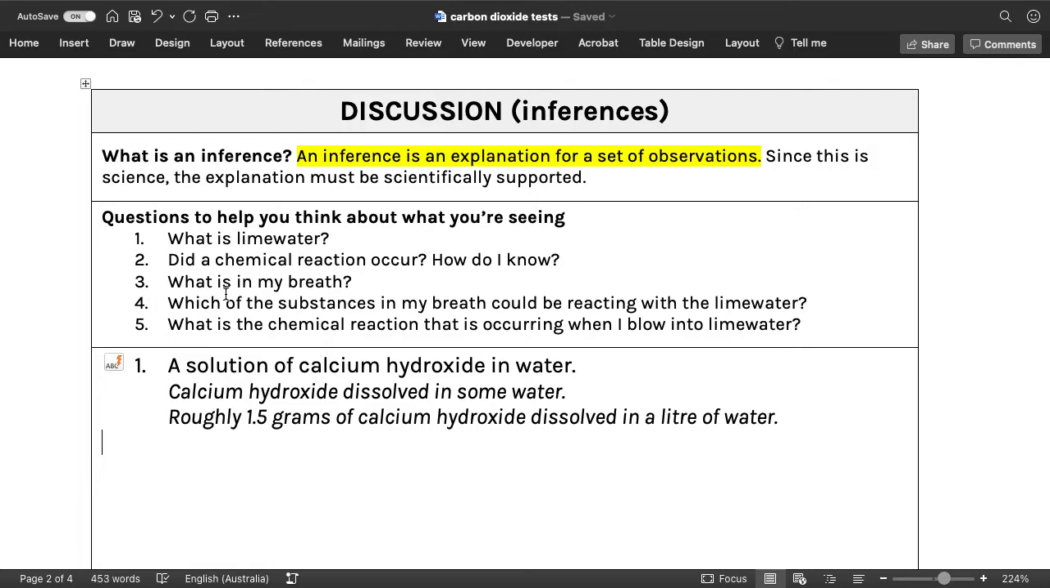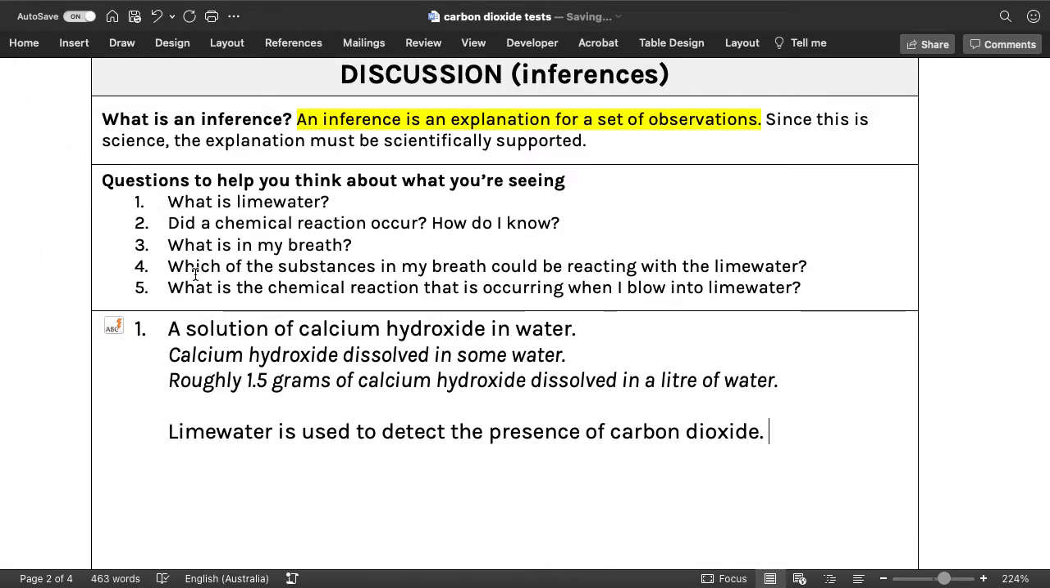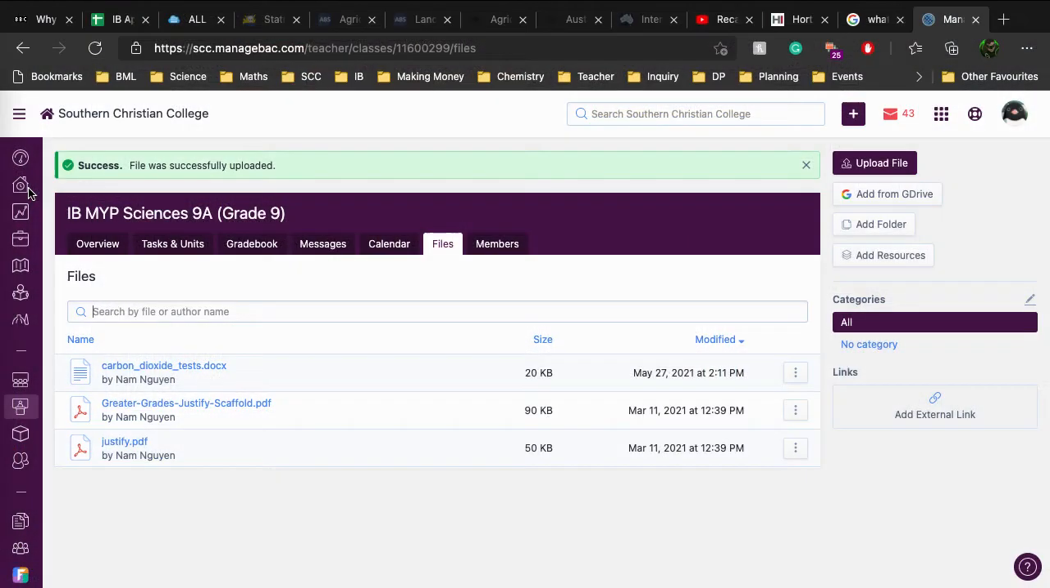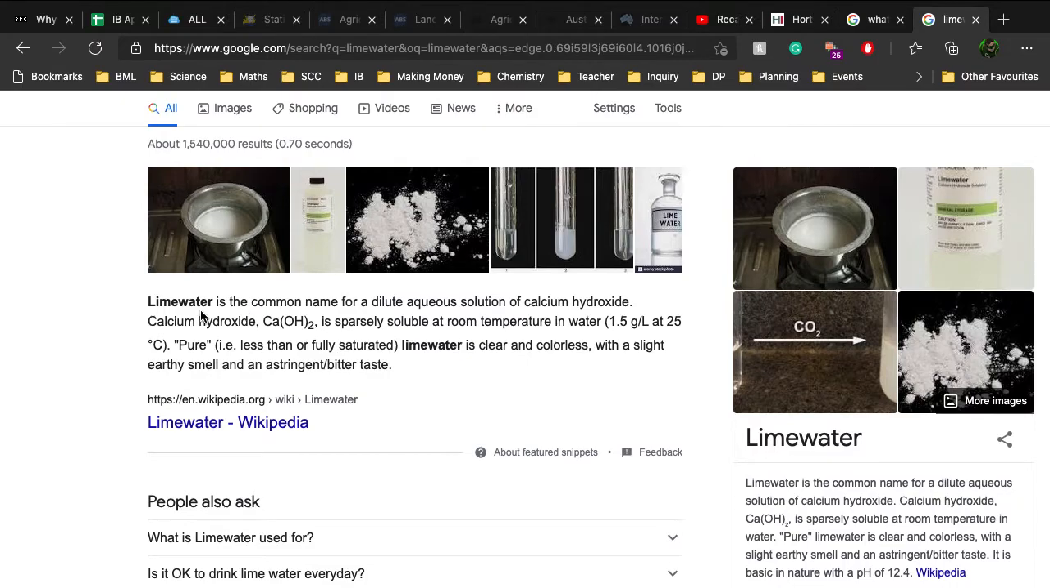So what is lime water? Even though the question doesn't specify, we would like to know what its purpose is. So lime water is used to detect the presence of carbon dioxide. That's its purpose. Okay. How would you know that? Well, if you Googled this, if you went to lime water experiment, or just lime water, you can see it right there.